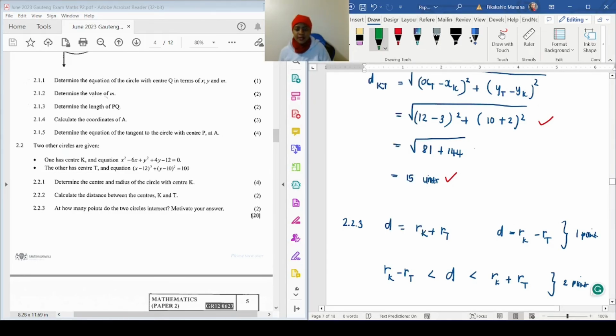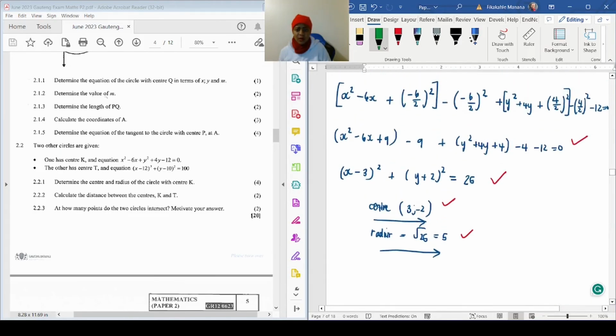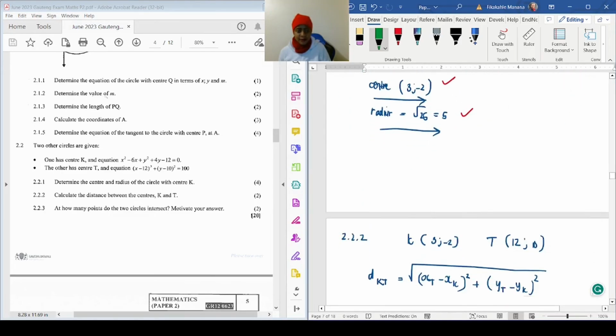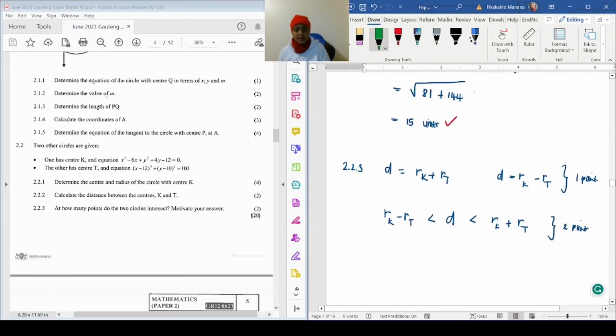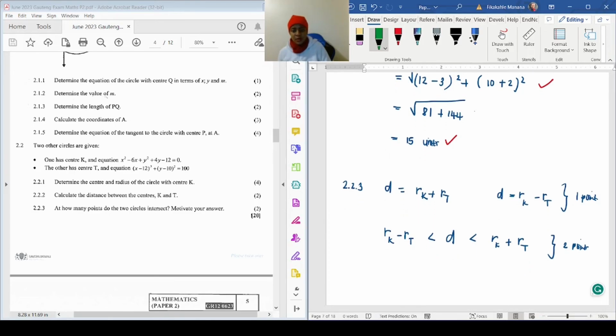we found it to be, what was it? K's radius was 5, and then T's radius is 10. Okay, so we have 5 and we have 10. And remember the distance between the two centres is 15 units, so 5 minus 10 is definitely not there. But yes, 5 plus 10, so they actually touch at one point.